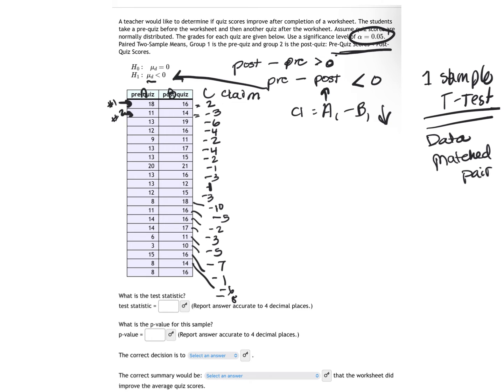But since I'm working on the calculator, I can just do this in my head and then enter in this list. Or I can enter this whole list in L1 and this whole list in L2. And then L3, I go to the very top of my calculator list and I just type in L1 minus L2 and it will calculate the differences. So those are my choices on how to do that.